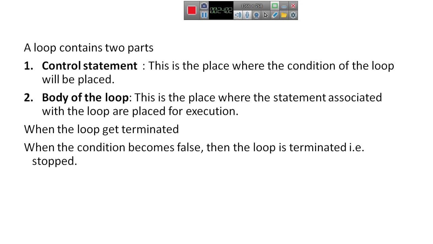A loop contains two parts: control statement and body of the loop. This is the place where the condition of the loop will be placed. And body of the loop, this is the place where the statements associated with the loop are placed for execution.